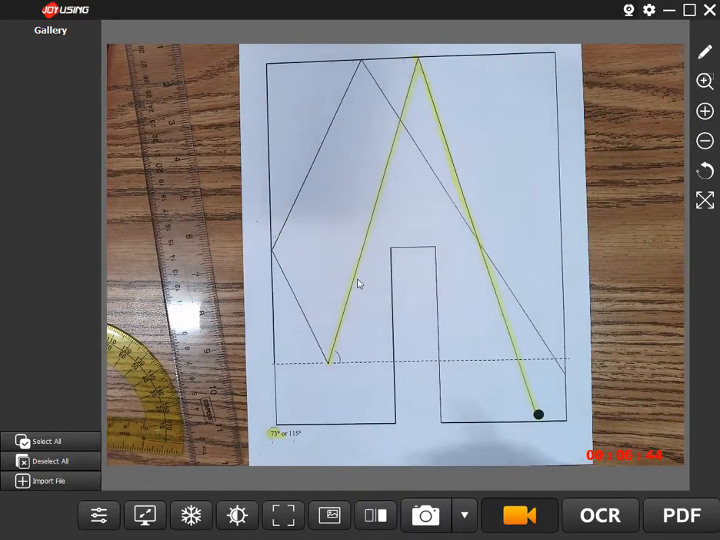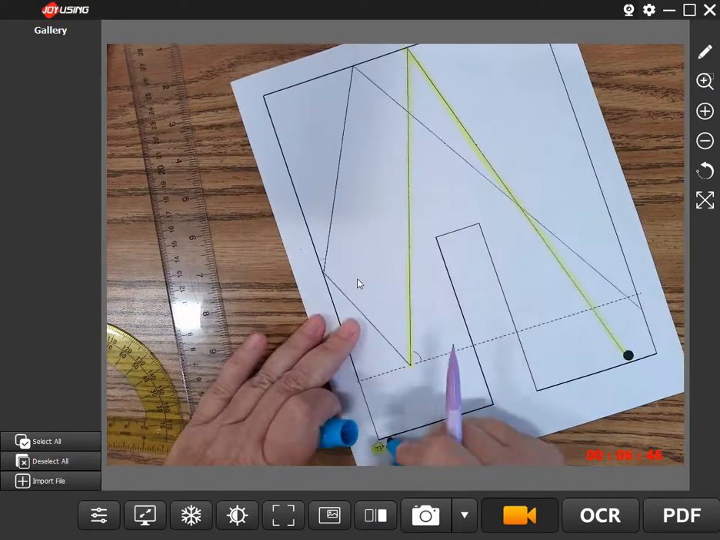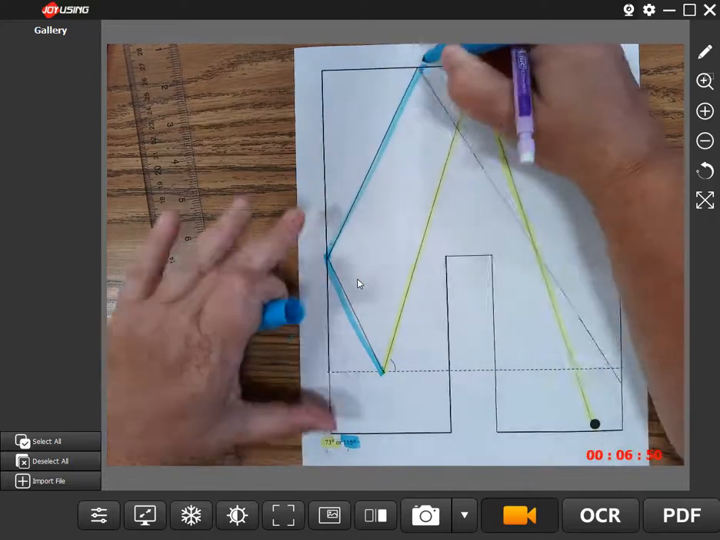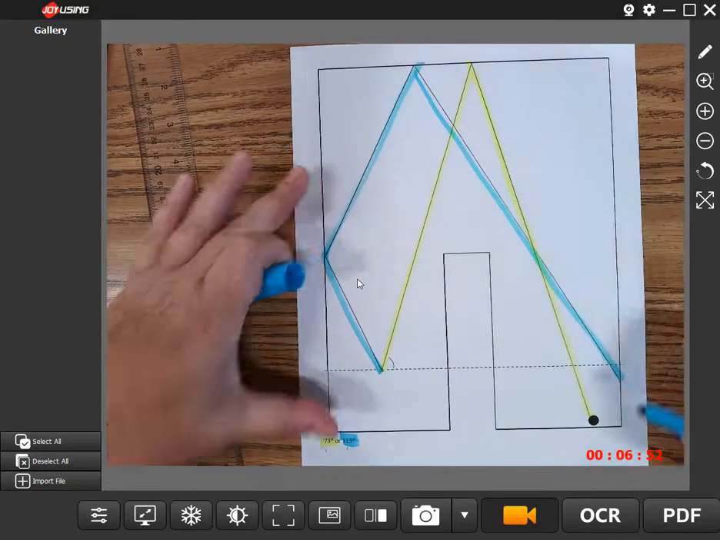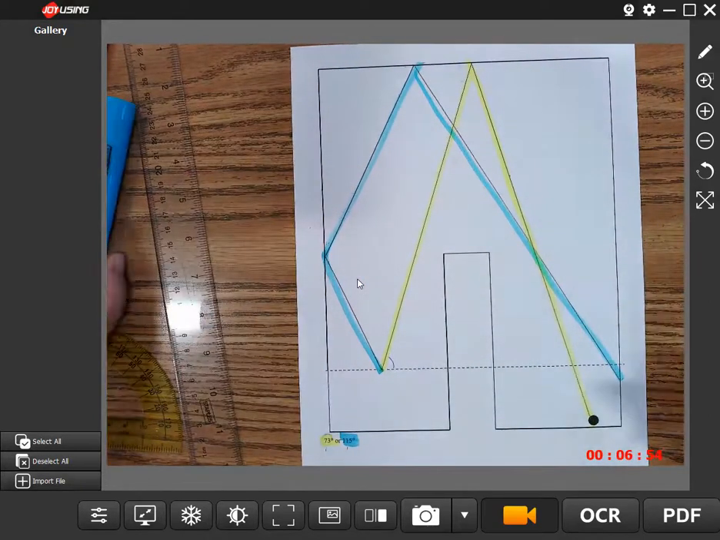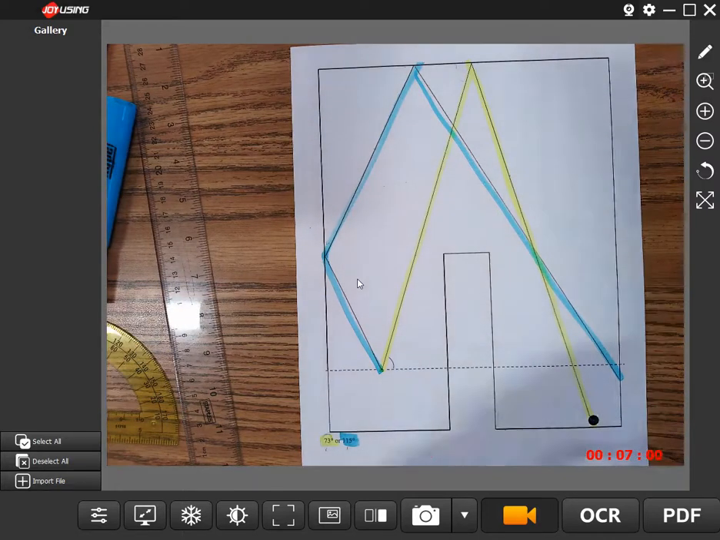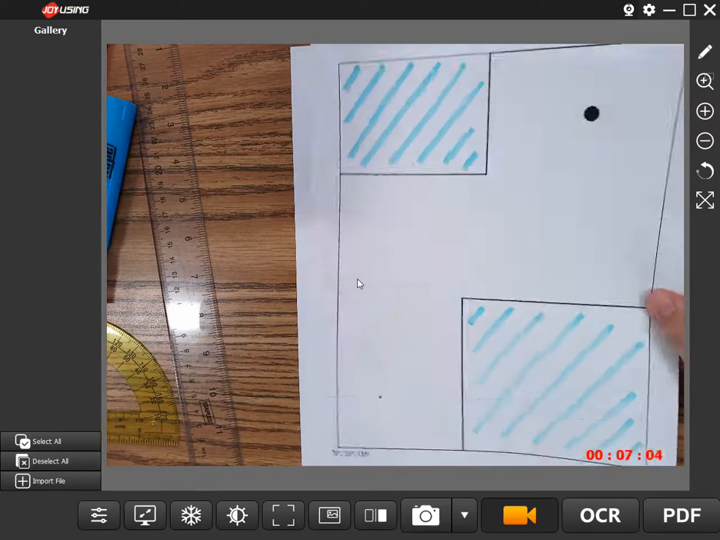I want you to take a second highlighter then and highlight that one, because that's the 115 degree angle, and you're going to highlight that path. And again, it needs to go into the hole. So if it didn't go in the hole, then you need to redo it. Okay. So what yours is going to look like is this.